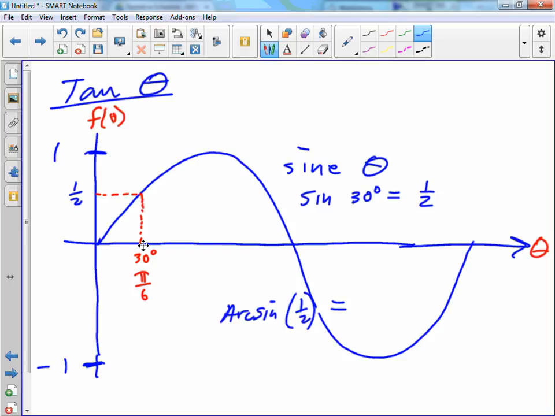Okay, if I go 30, I start here, I go up, I run into the sine graph, and then I go over, and I hit 1/2. If I start here at 1/2, I go over, I run into the sine graph, I go straight down, and I hit 30. A very important concept. So the domain obviously is everything, all real numbers. The range is from -1 to 1.